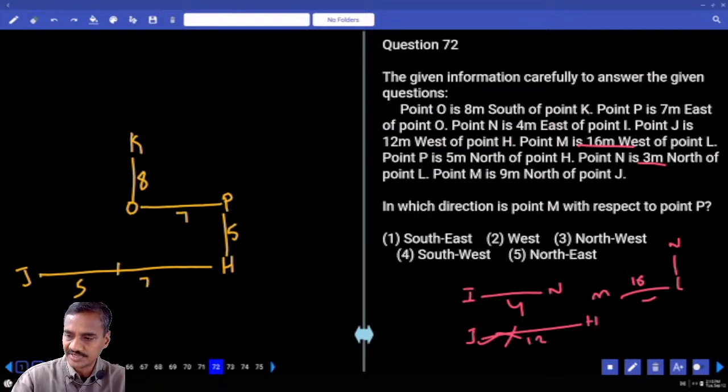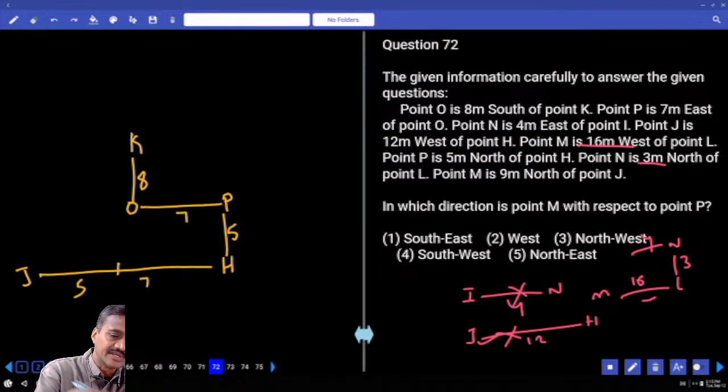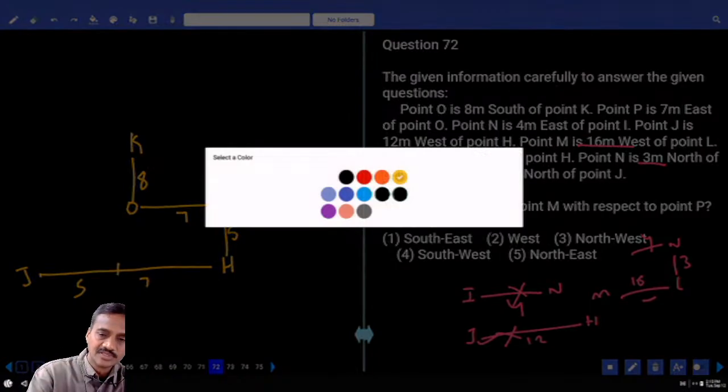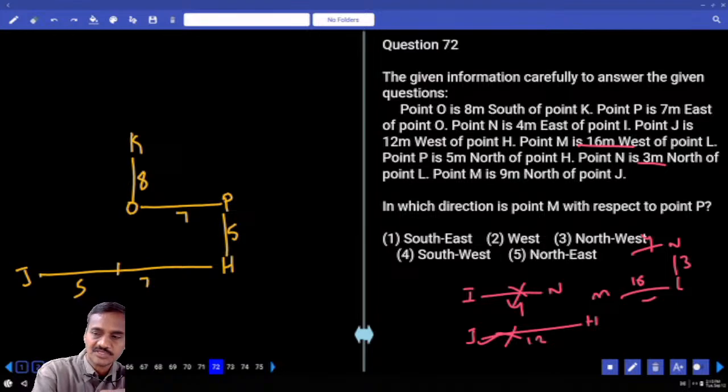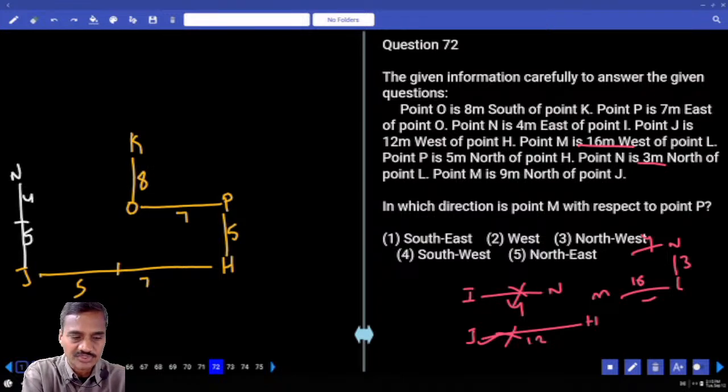Now the distance between N and L is 3 meters. And I and N is how many meters? So 4 meters. And M is 9 meters to the north of J. M is how many meters? 9 meters to the north of J from here. Up to here this is 5 and this is 4, and M is 9 meters to the north of G.